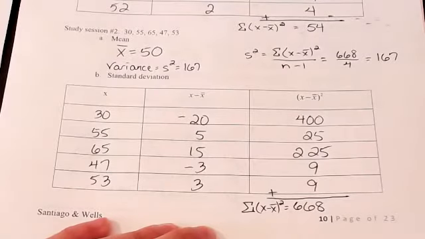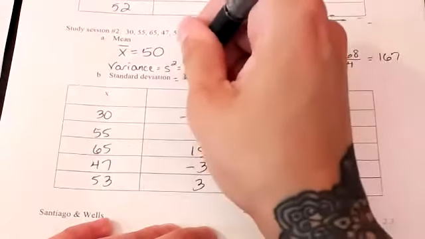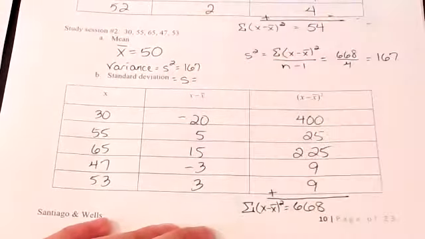You're then going to calculate standard deviation. We calculate standard deviation by simply taking the square root of our variance. So it's the square root of 167. When you punch this into your calculators, you get 12.9. And we'll use 12.9 as our standard deviation.